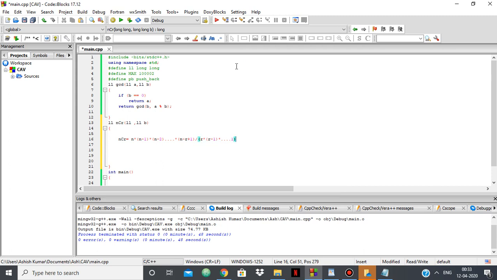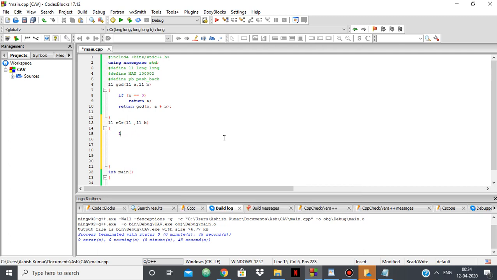At each point before multiplying, we'll keep on simplifying. We'll find the GCD of n and r and divide the top and the bottom by that. Again, I'll find the GCD of n minus 1 and r minus 1 and divide the top and the bottom by that. I'll find the GCD of n minus 2 and r minus 2 and divide the numerator and the denominator by that. I found this method on GeeksforGeeks and it's really easy and simple. So let's get to it.